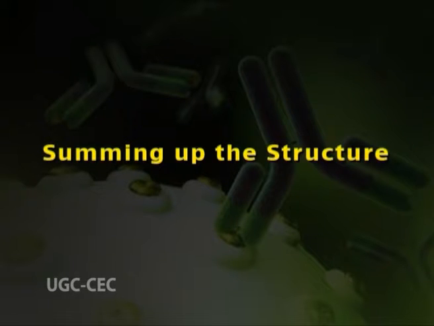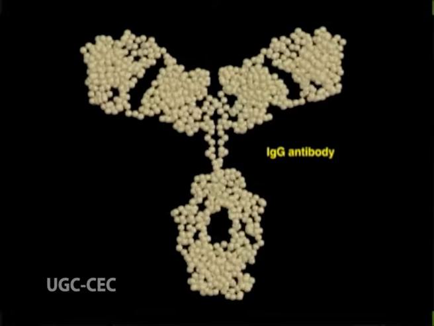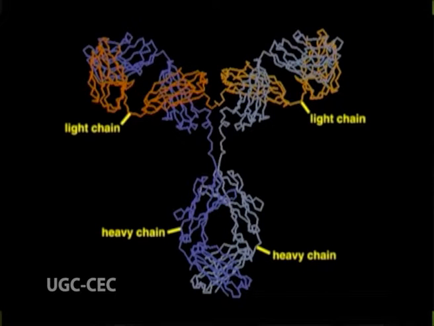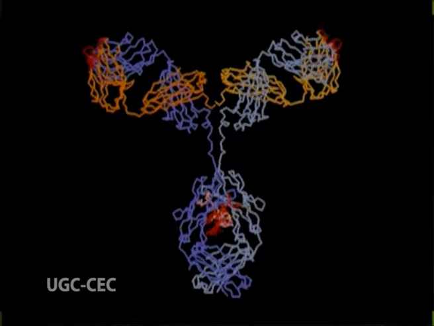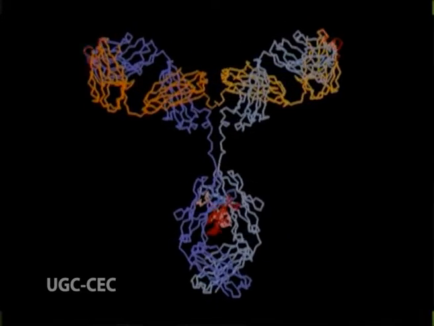Summing up the structure of antibodies, antibodies are Y-shaped glycoproteins which are made up of 4 polypeptide chains, 2 heavy chains and 2 light chains. The heavy chain is denoted as H and weighs around 50 kilodaltons, consisting of roughly 440 amino acid residues. The light chain is denoted as L and weighs around 25 kilodalton, consisting of 220 amino acid residues.